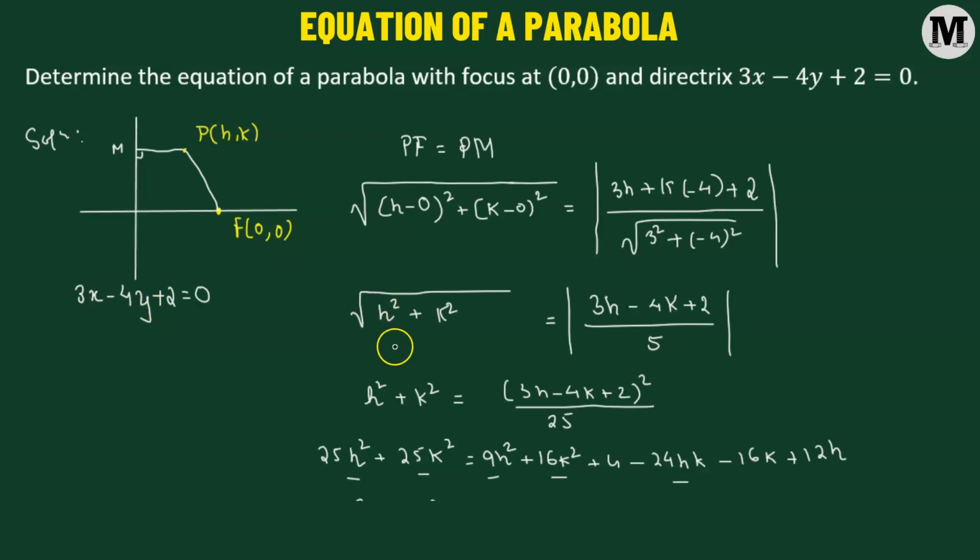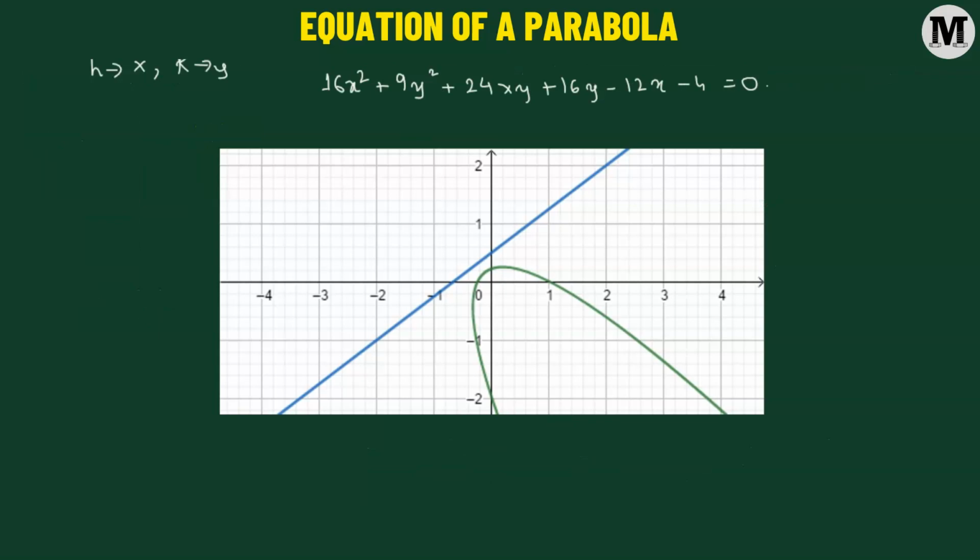We can use a standard graphing calculator to graph the parabola. So let's look at the graph. Here we have the parabola. The blue line is the directrix, and the focus is at the origin, as was given to us. This is the point of the focus. So this is how the graph of the parabola 16x squared plus 9y squared plus 24xy plus 16y minus 12x minus 4 equals 0 looks.